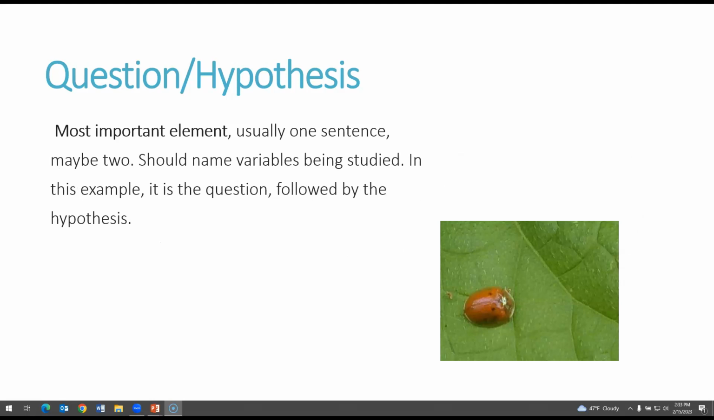And so then we get to the fact that your hypothesis is one of the most important elements. Right? It's usually one sentence, maybe two. You should talk about the variables that are being studied. So with the plants, you're talking about the amount of light and the temperature. In our case, it might be pH or temperature, those sorts of things. And so one or two sentences to talk about that, followed by your hypothesis, right? So what was the prediction that you had for this experiment?